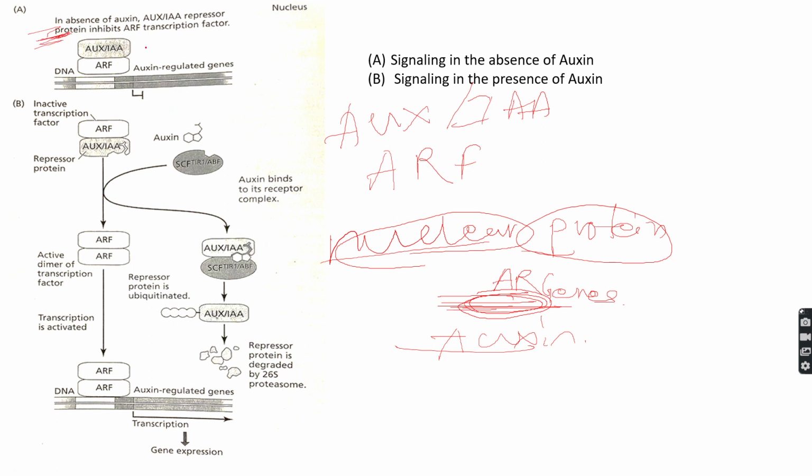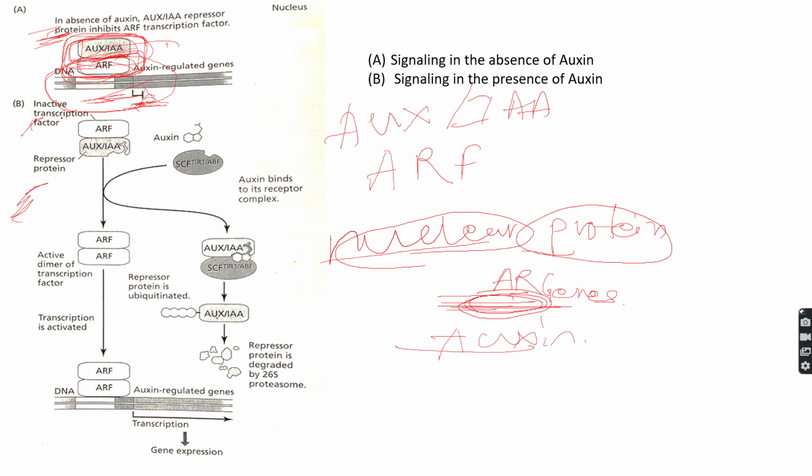So when auxin is absent, this AUX/IAA protein and this ARF protein will form a dimer, and it will enter into the nucleus and associate with the auxin response gene. But as the AUX/IAA is present with ARF, acting as a repressor, it will not help to express the gene. So there will be no gene expression and no response. Okay. And in the second case, when auxin is present, what is happening?